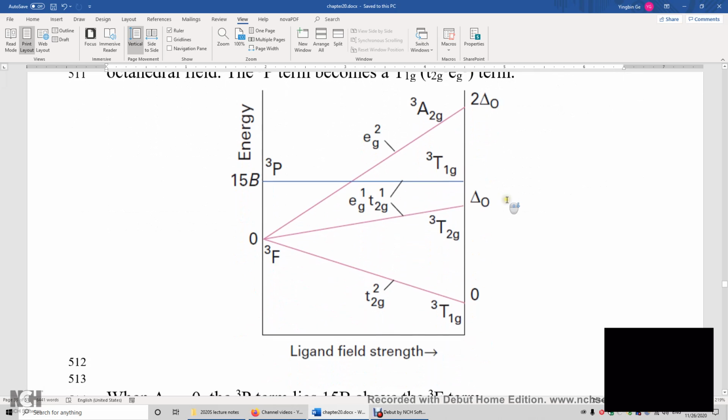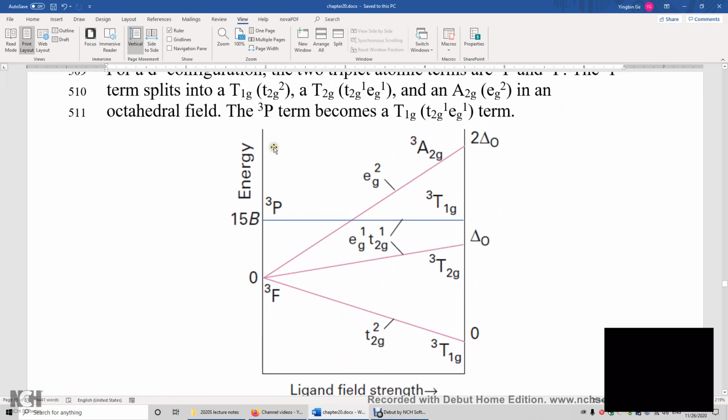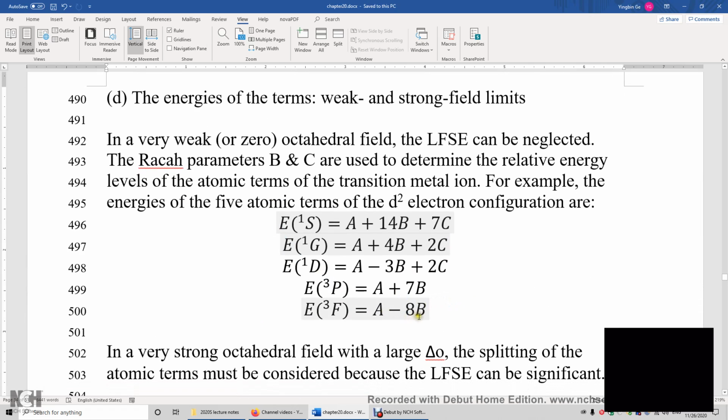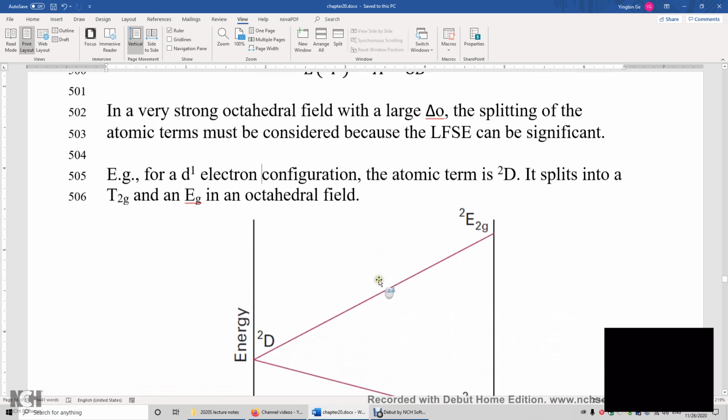So now let's look at this energy diagram. On the left hand side, you have the free transition metal ion with a d2 electron configuration. Again, let's just look at the ground term and this 3P term with the same spin multiplicity. Okay, and we don't care about 1S, 1D, or 1G, again because there's no transition between a triplet spin state to a singlet spin state. The difference between these two is 15B. It comes from Racah's energy expression. So you have A minus 8B, A plus 7B. The difference is 15B. And why is that?